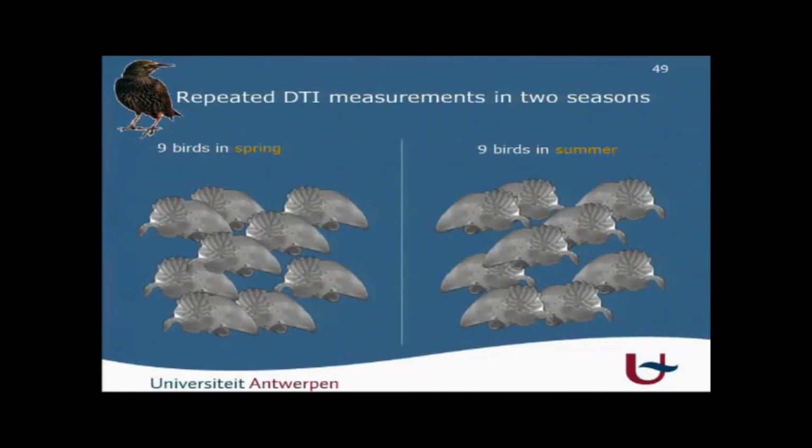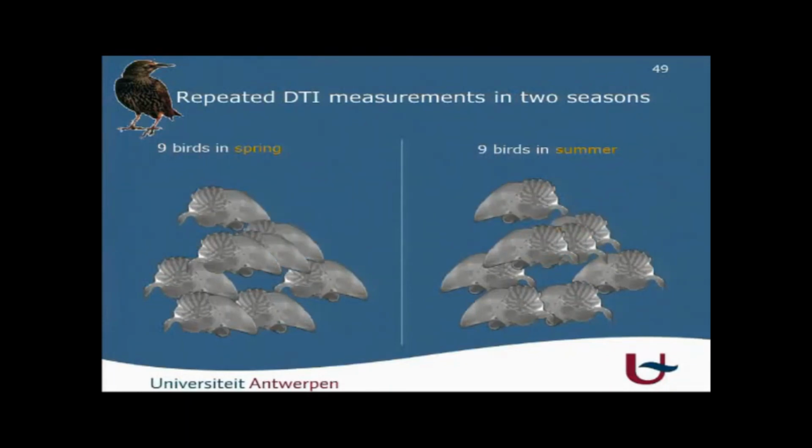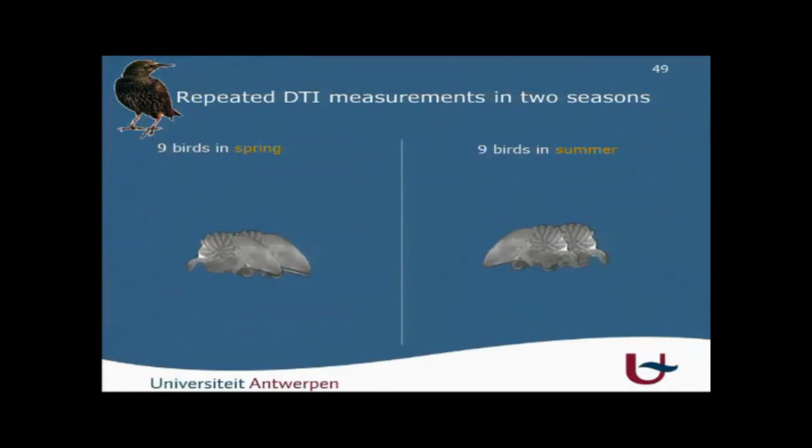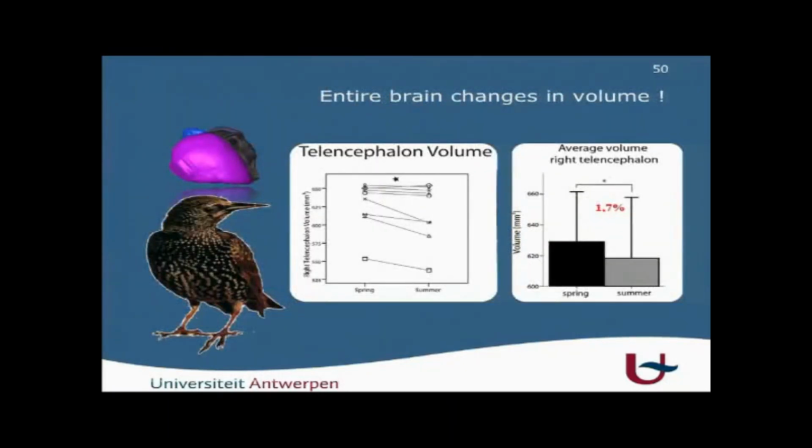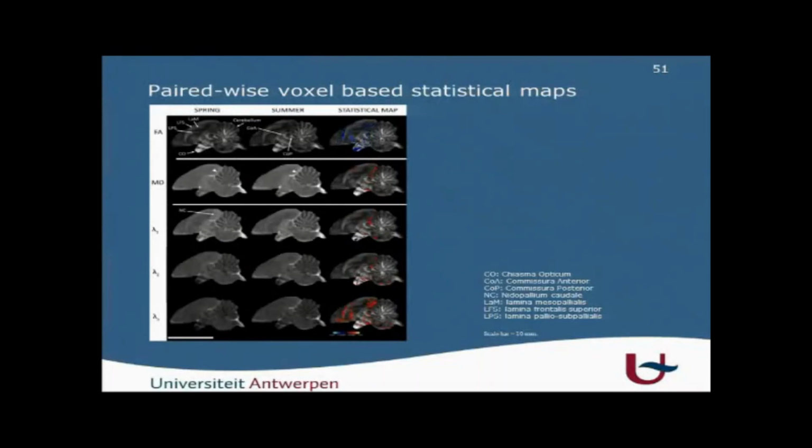Okay, so what we typically do is we measure birds repeatedly in spring and in summer. Then you average a typical summer brain and a typical spring brain, and what you could see here immediately is that there is a change in volume of the entire brain. We only looked at one half, but it doesn't matter, and individually it also changes. You can look at statistical changes and find out where there are different DTI parameters. I mentioned just a few. I'm not going into details.